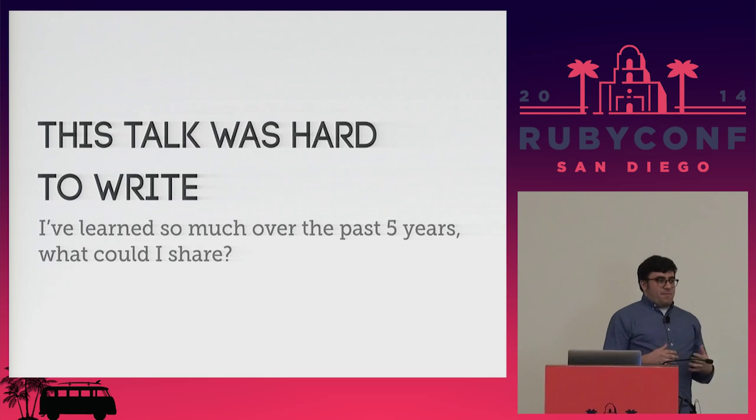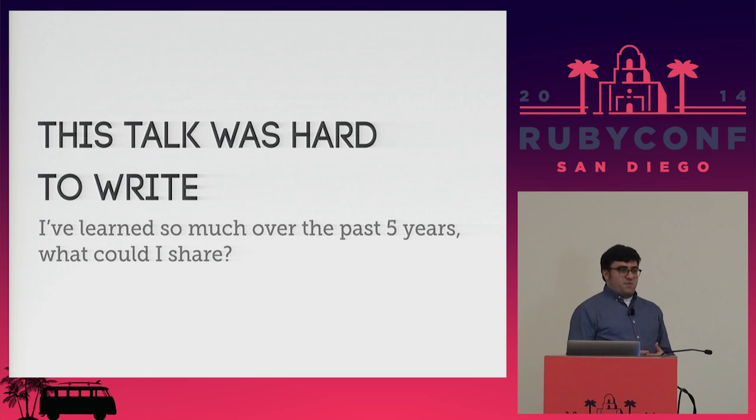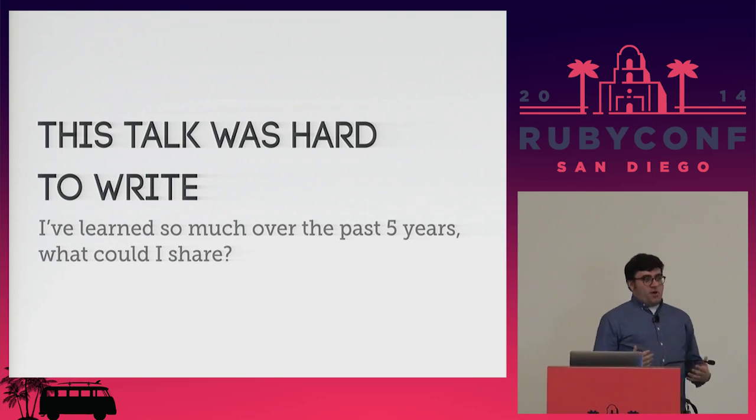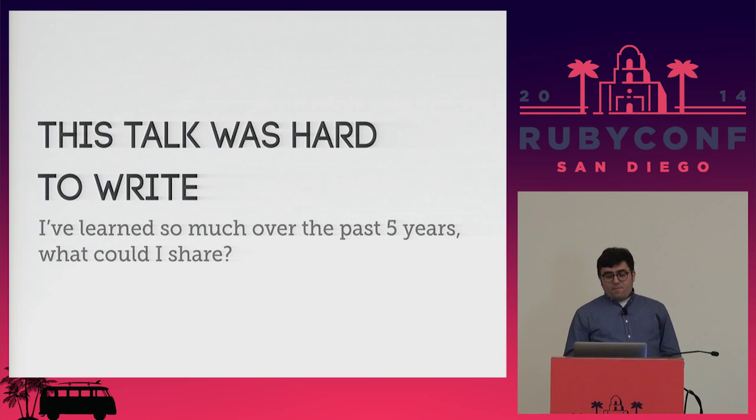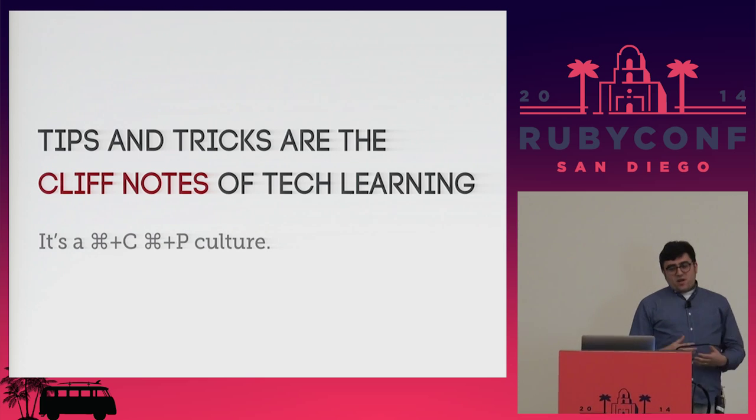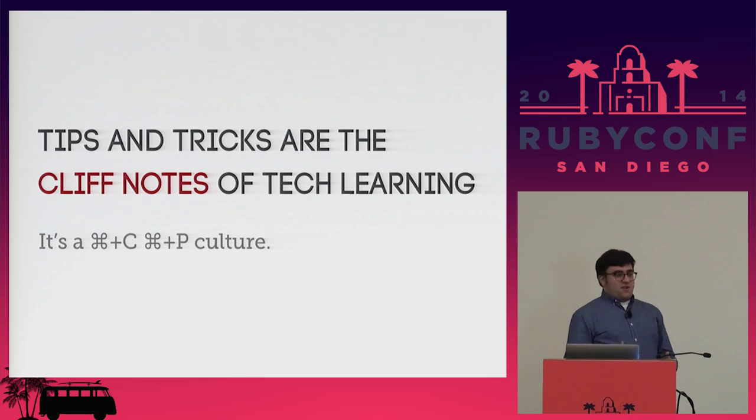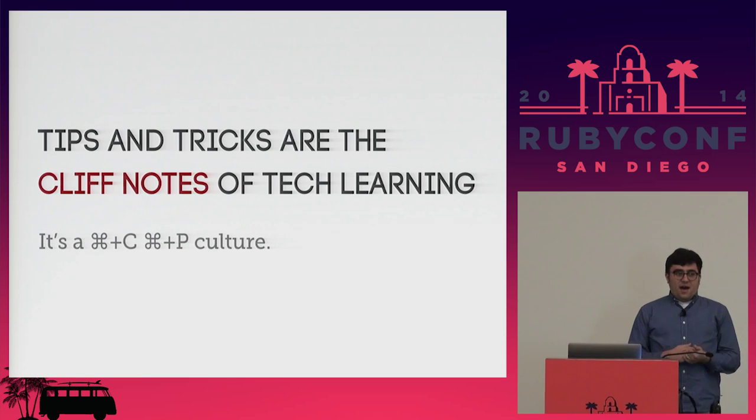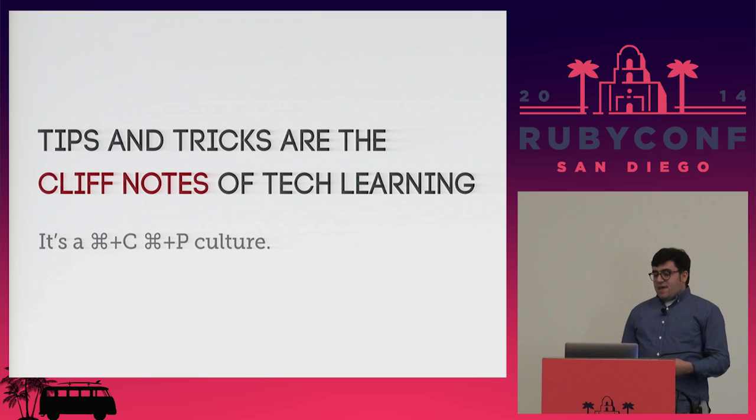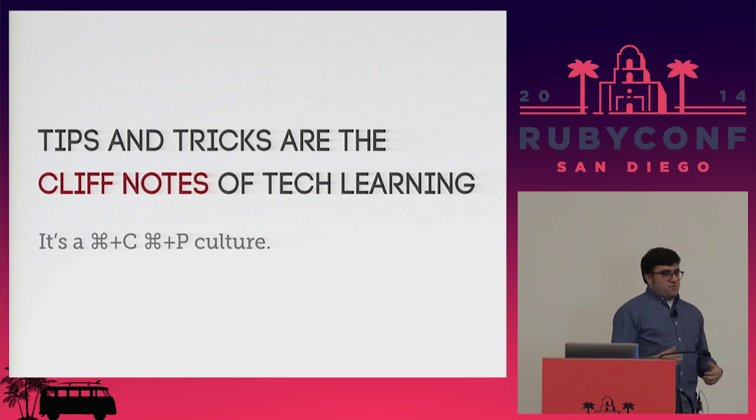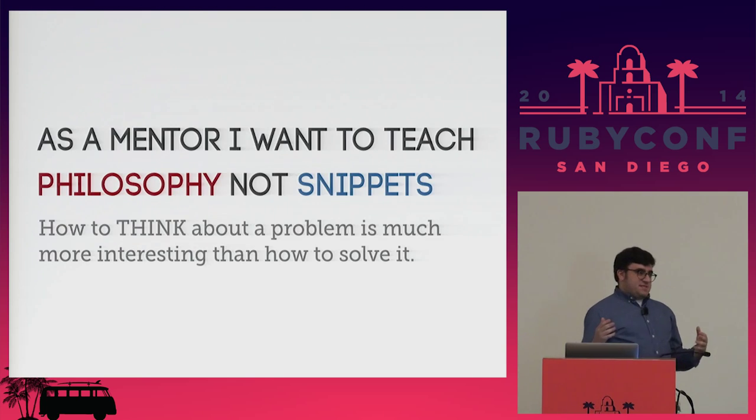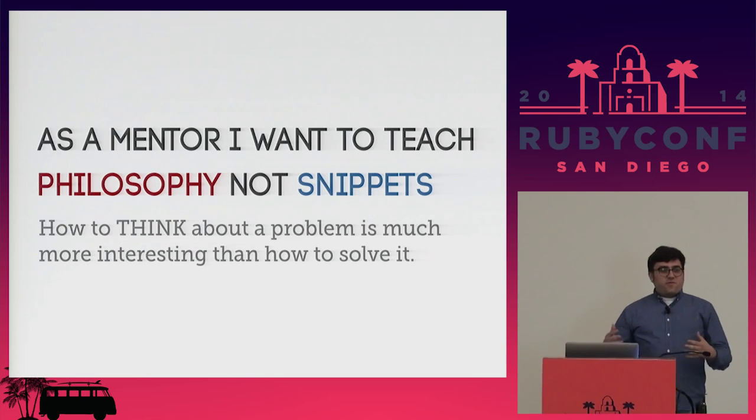So I've really learned a lot about performance and Ruby performance specifically over the past couple of years in scaling a large application, and there's so much to share I didn't know what to talk about. But when I started thinking about it and started thinking about the tools I wanted to build and the tools I wanted to talk about, I realized that tips and tricks are like cliff notes for tech learning. And Alex mentioned this in the previous talk if you were in here, but it's more important that I teach you ideals and philosophy than snippets.